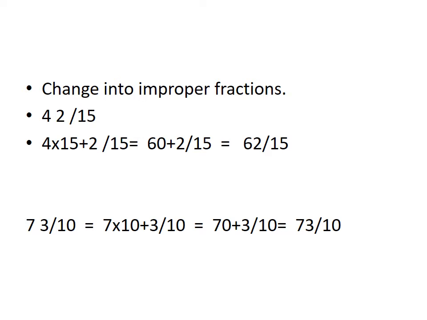Change into improper fraction. Okay. How can you change into improper fraction? If mixed fraction is given, multiply 15 fours are 60 plus 2. 62 upon 15. Okay. Next is 7 3 by 10. 7 multiplied by 10 plus 3 upon 10. 70 plus 3 upon 10 is equal to 73 upon 10.